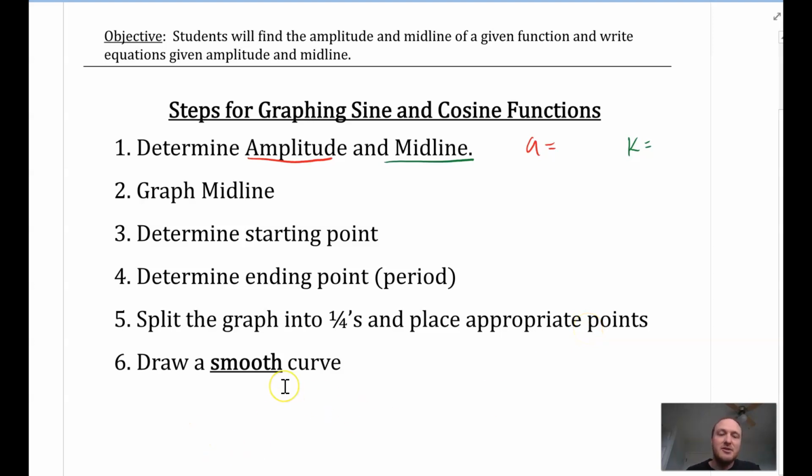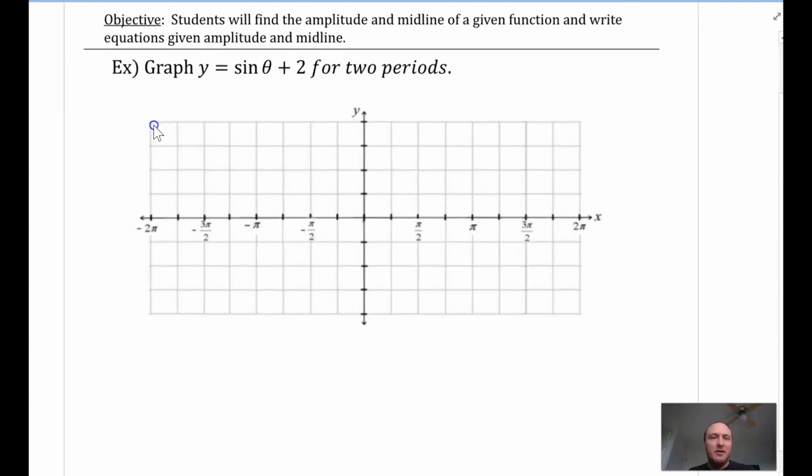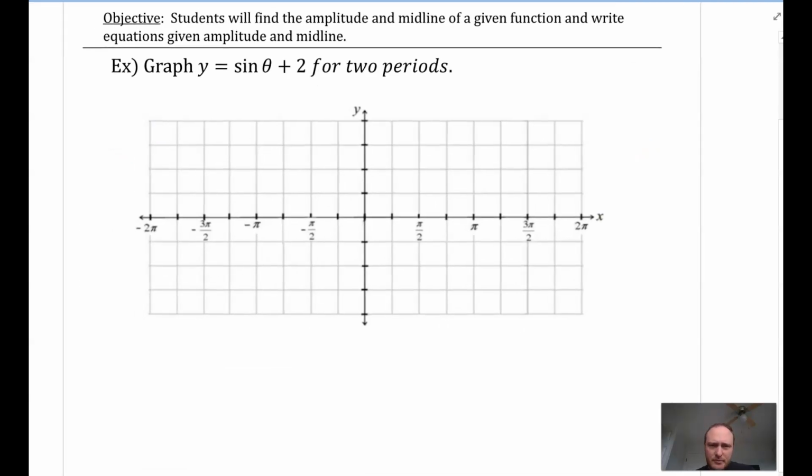And then step 6, draw a smooth curve, right? You don't want to connect the dots. It's not like a spiky graph, right? It's smooth. It's oscillating. It's like waves. They're literally waves, right? Okay, so let's go ahead and look at our first example here.